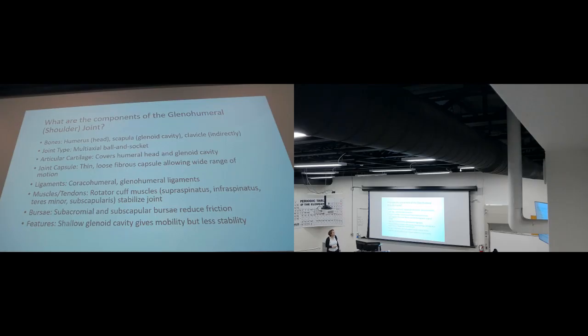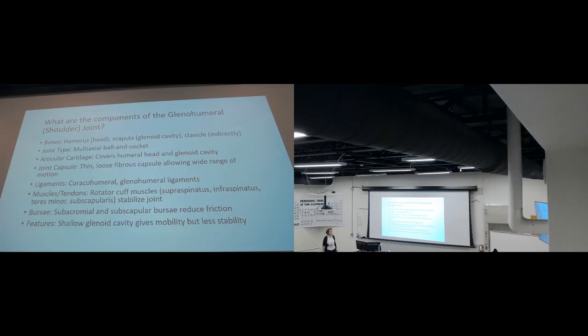Okay. Now, for the ligaments that help to stabilize this joint, there is a ligament that goes between the coracoid process and one of the tubercles of the humerus. So this will be the coracohumeral ligament. And then we have the glenohumeral ligaments that go between the rim of the glenoid cavity and the humerus.